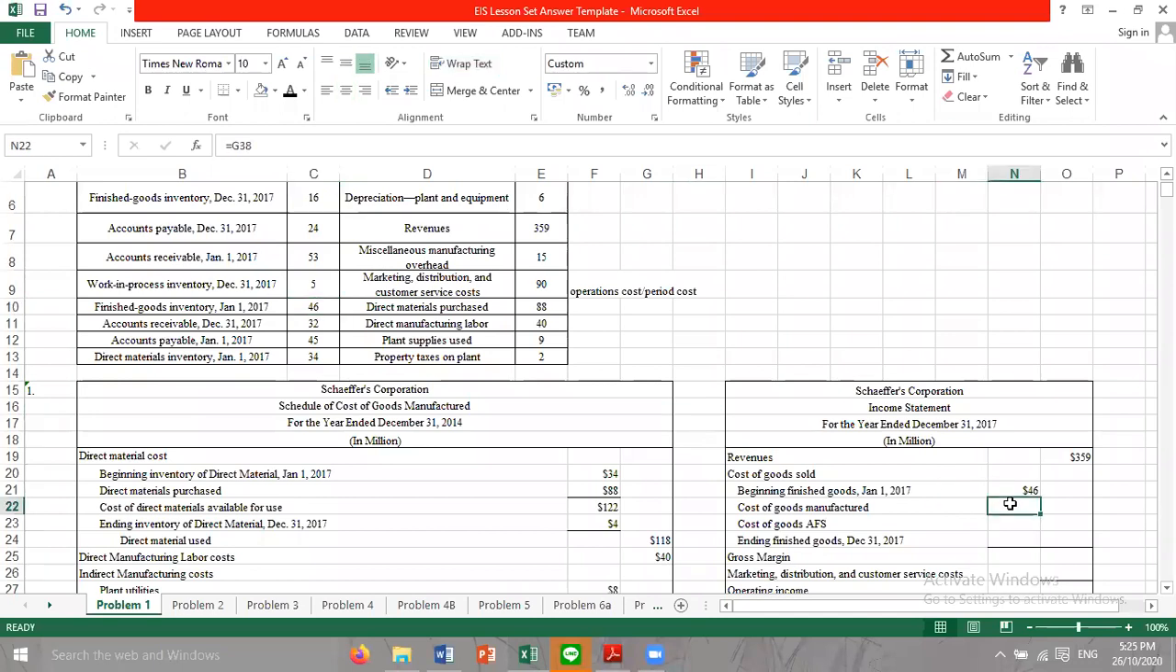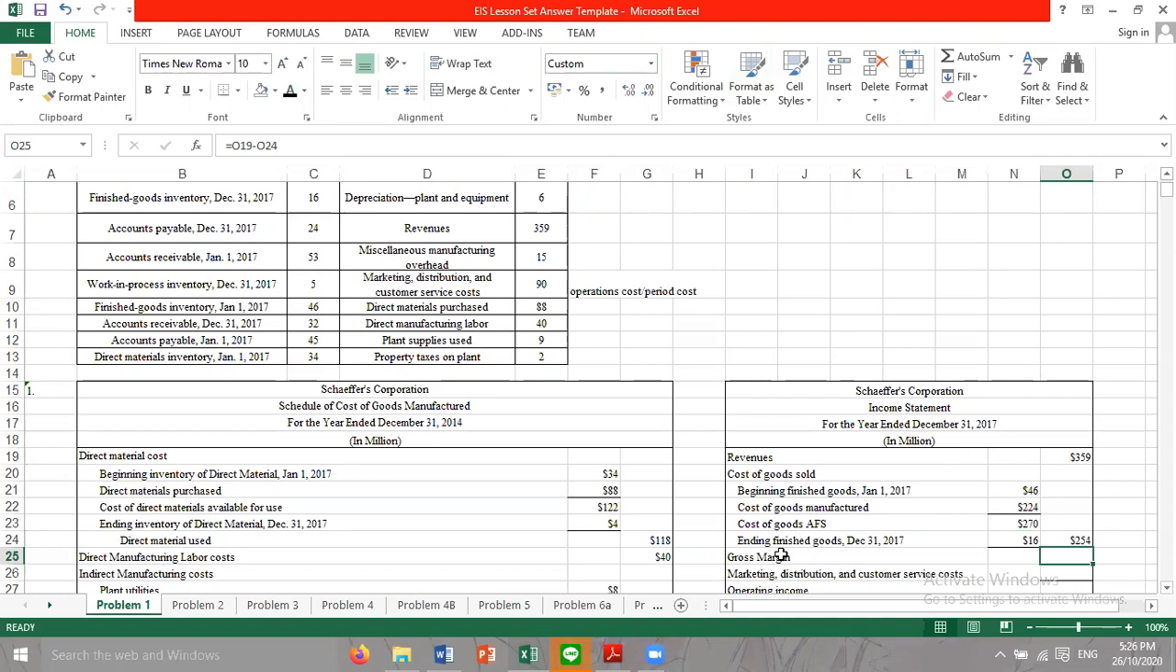Then the cost of goods manufactured will take the value from our supporting schedule, which is $224. Both of them will become the cost of goods available for sale, which is $270. Then to find the cost of goods sold, we'll need to subtract the ending finished goods, which is also available in the information. Ending finished goods, December 31, 2017, is $16. 270 minus $16 will get $254.